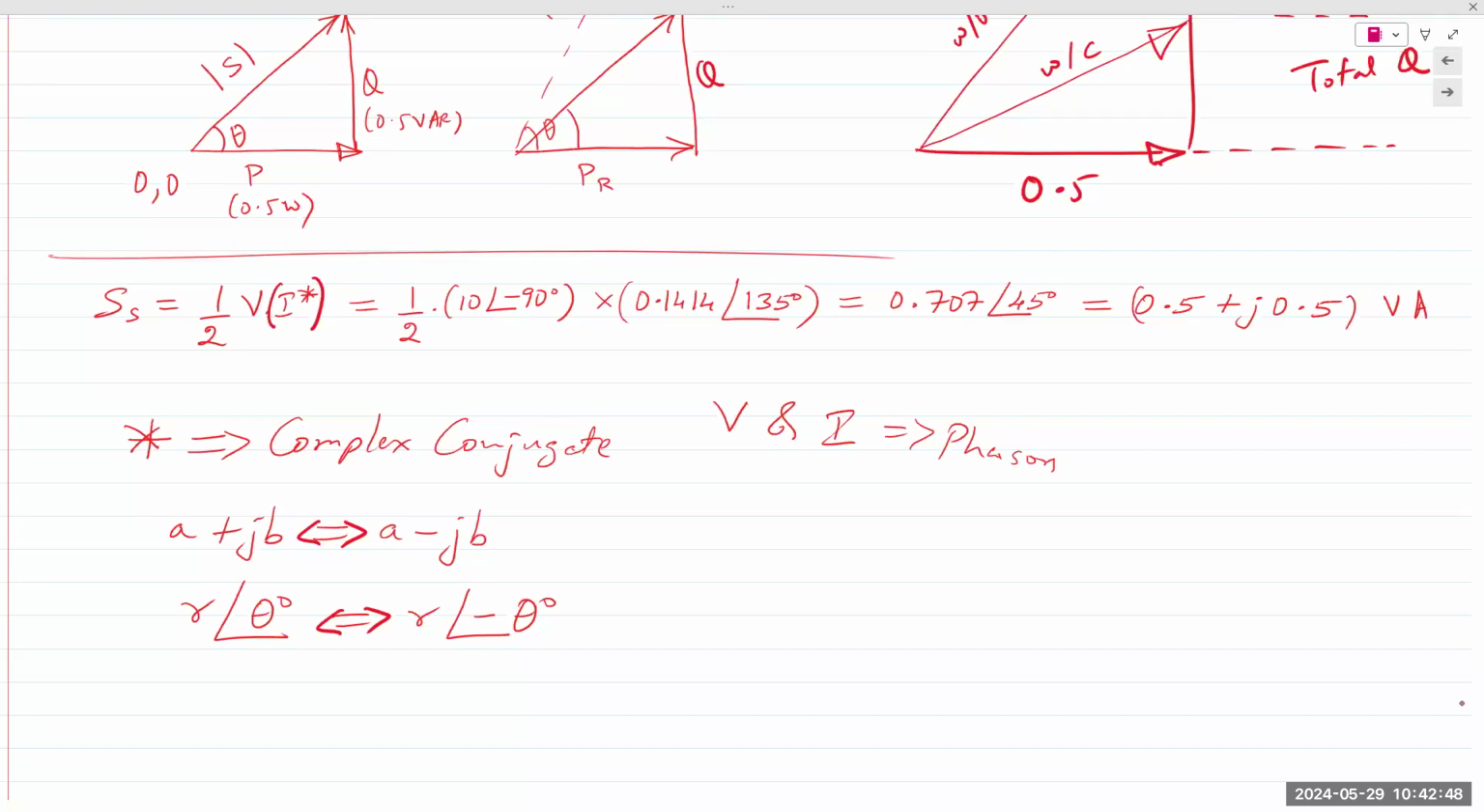It flips the value around the real axis. Plus becomes a minus, minus becomes plus. And you obtain the exact same answer, 0.5 plus j0.5. So that's a third approach. But again, it just gives you the total complex power of the source. It doesn't give you anything else, not individual quantities. So those are 3 different approaches to finding the total source power.